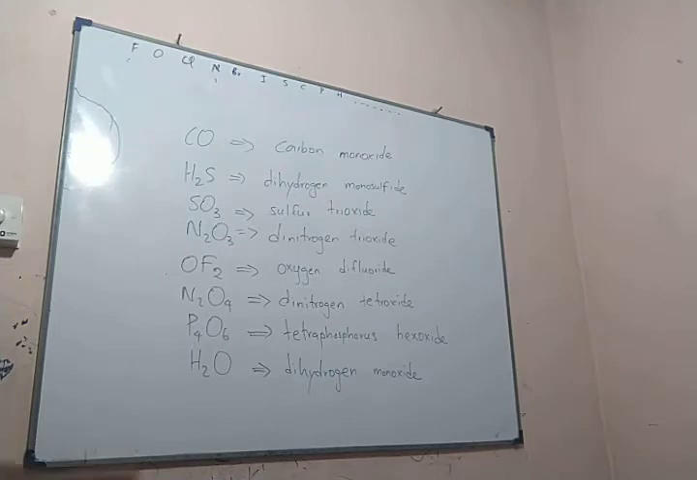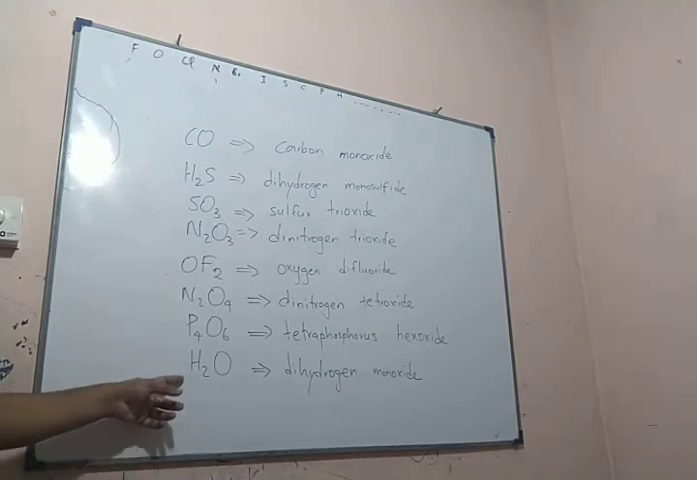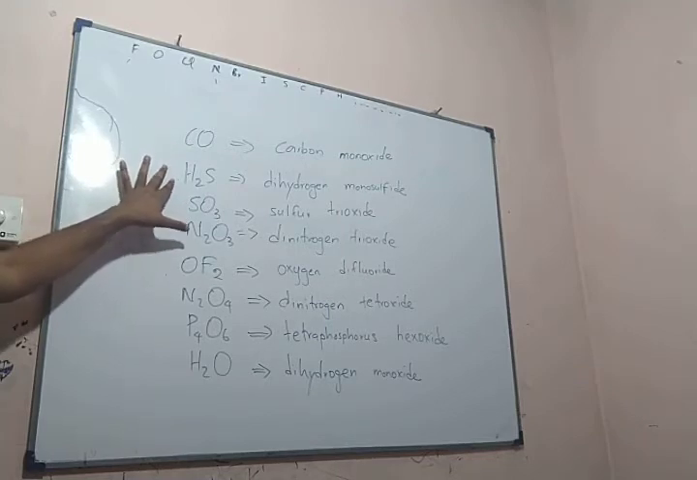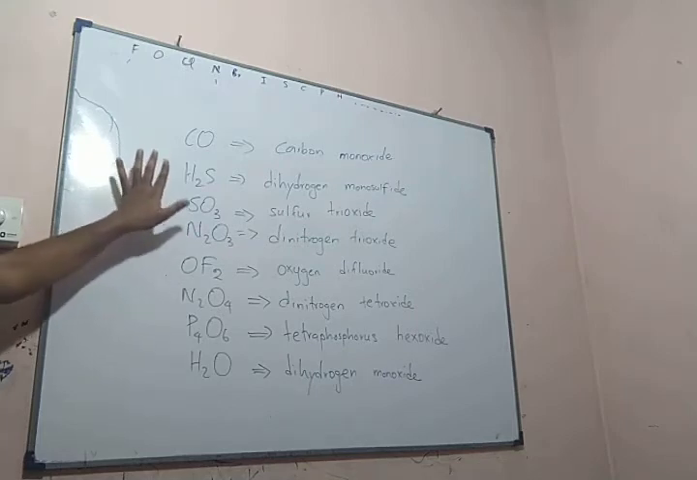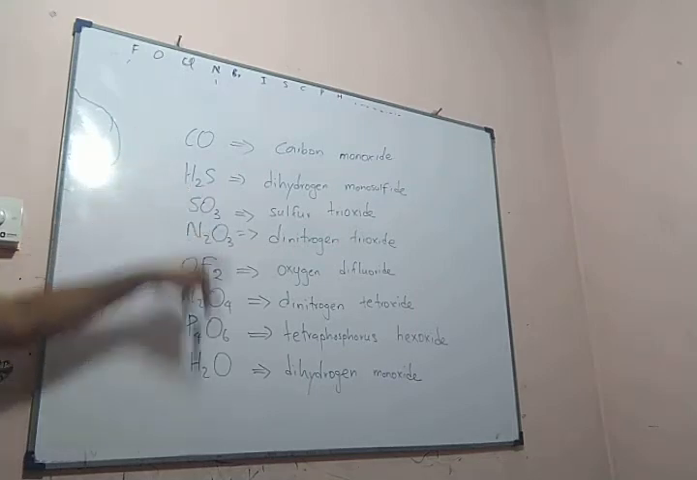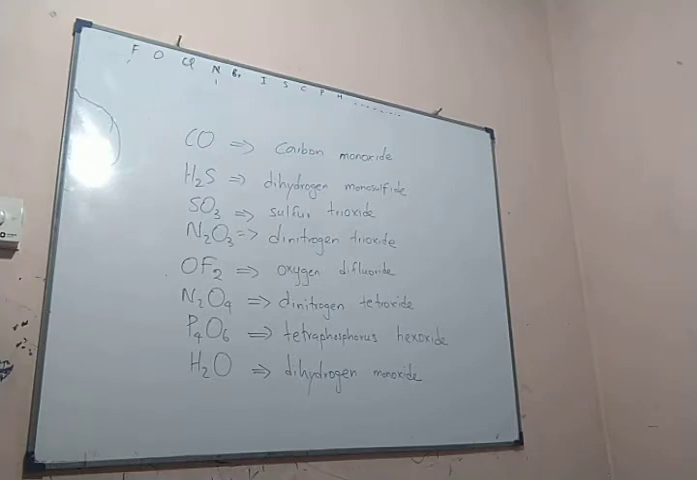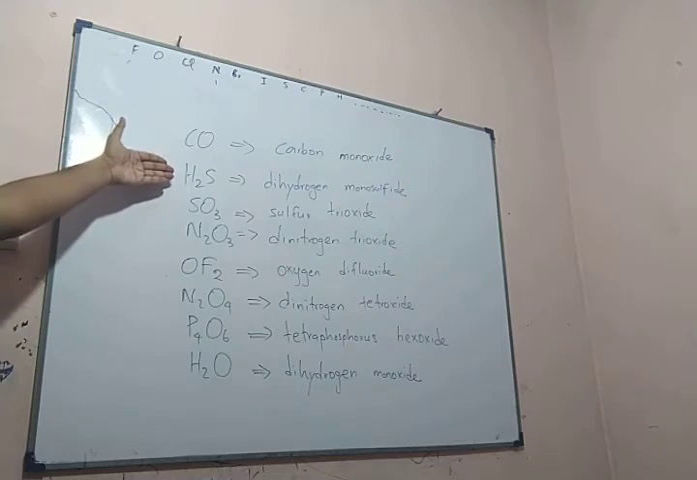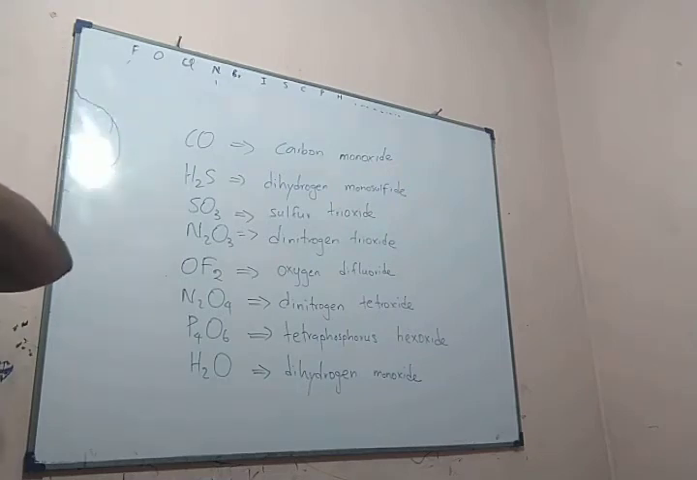What is the trivial name of this compound? Water. This is what? Dihydrogen monosulfide, right? The IUPAC name of this compound is dihydrogen monosulfide. But normally the trivial name is used: hydrogen sulfide. Just the trivial name of this is what? Hydrogen sulfide, right?